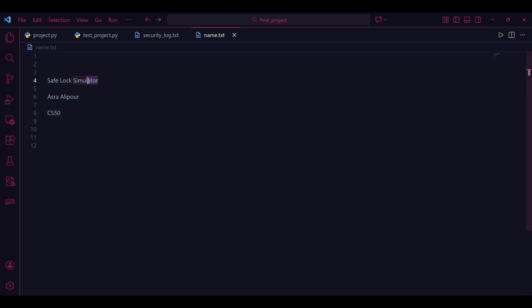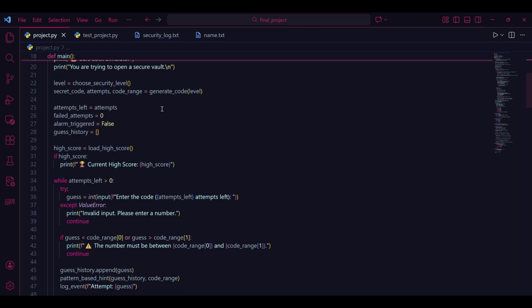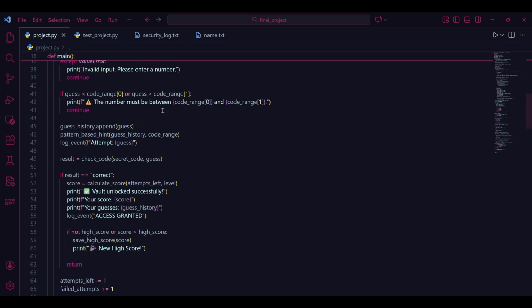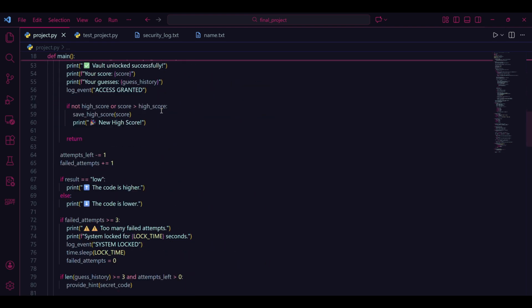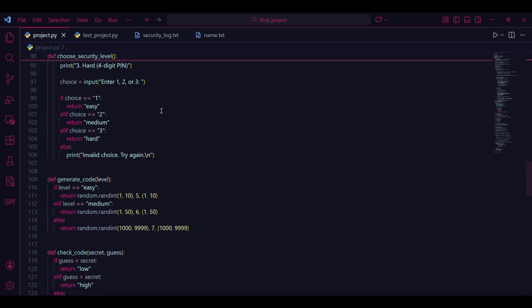It's called Safe Lock Simulator, written in Python. This project is not designed as a game or for entertainment. It is a security-focused simulation that demonstrates how access control systems behave under repeated failed attempts.